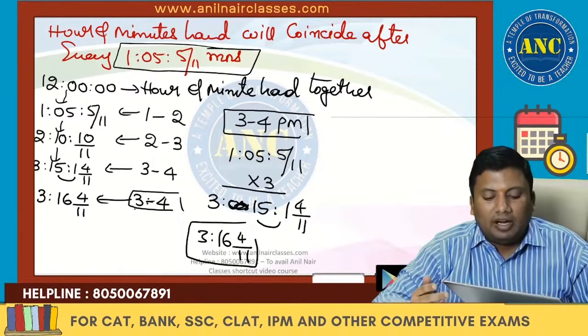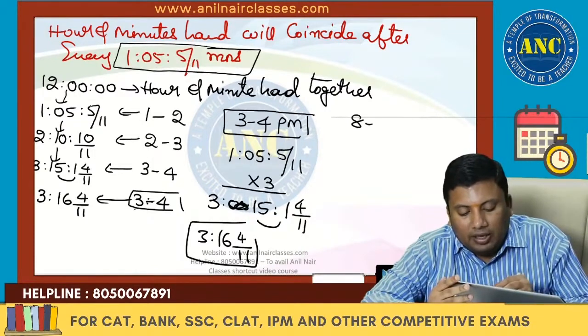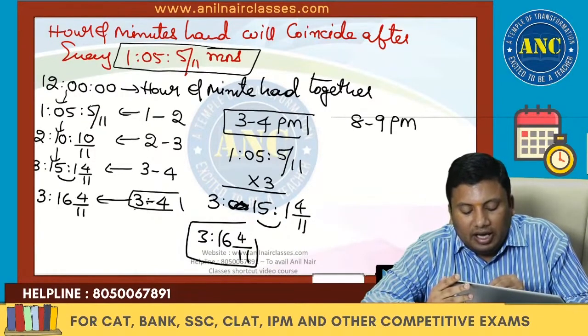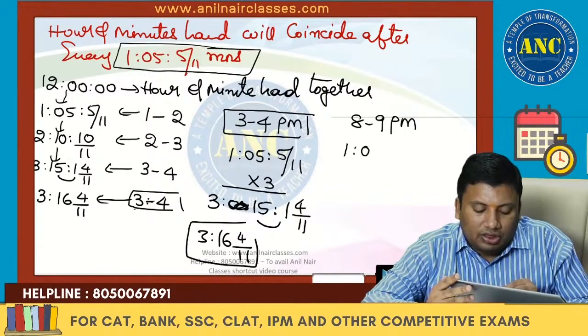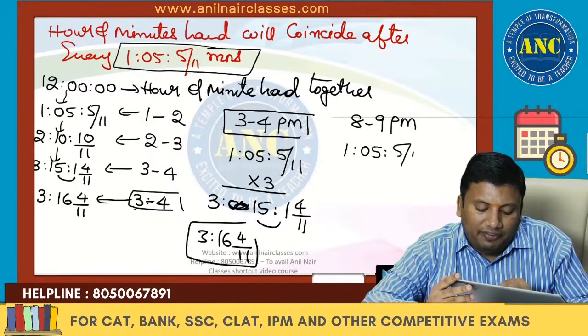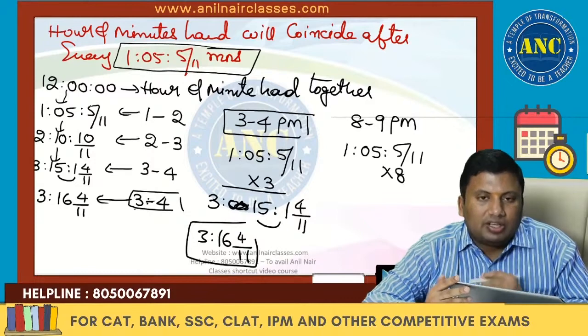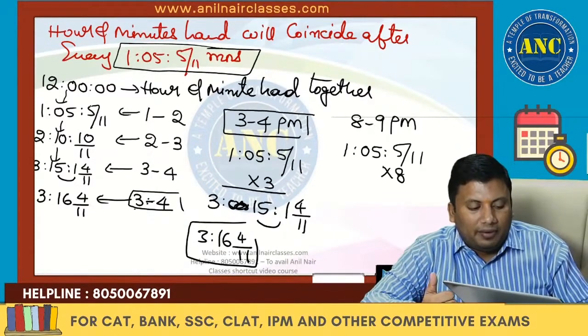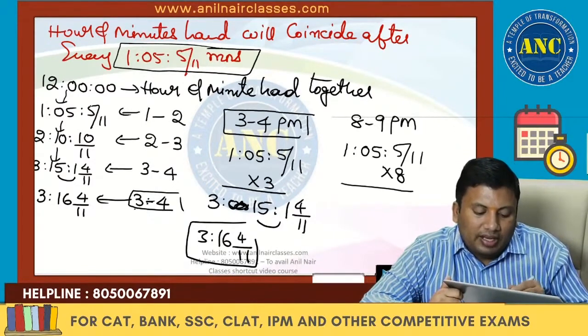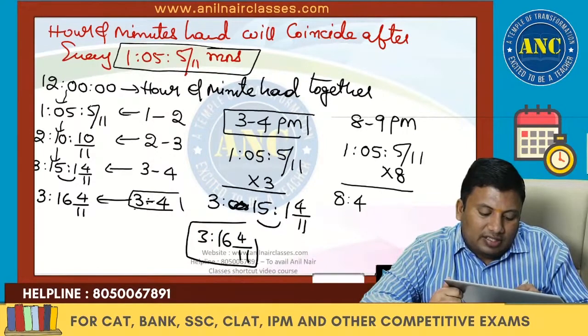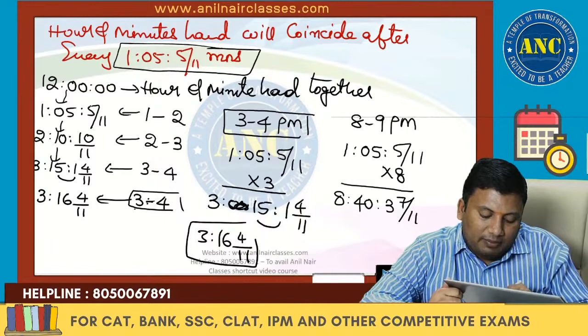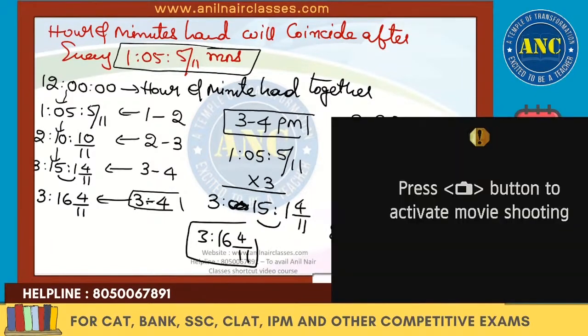If it is 8 to 9 p.m., this is nothing but 60/11 into 8. So 8 5s are 40. 40/11 is nothing but 3 7/11. This is nothing but 8:43 7/11. I hope it is clear.